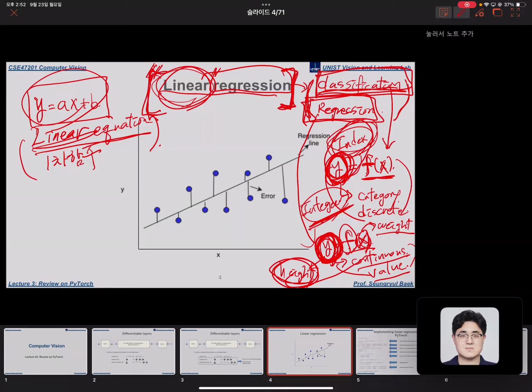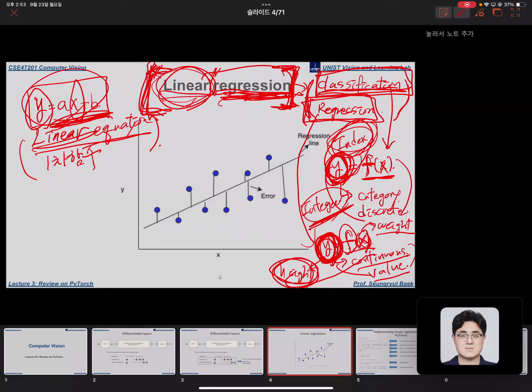We call this linear regression because the output should be correlated with the input x via this linear relationship, and also the output is a continuous value. So we call that the regression task, and this is the linear regression algorithm. It is the simplest machine learning algorithm for the regression task.